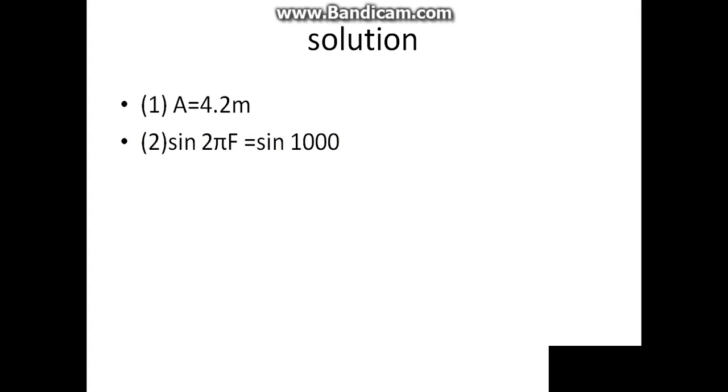Question 2. Sine 2 pi f is equivalent to 1000. Sine 2 pi f equals 1000. Therefore, making f the subject of the formula, we have 1000 over 2 pi, which equals 159.16 Hertz.